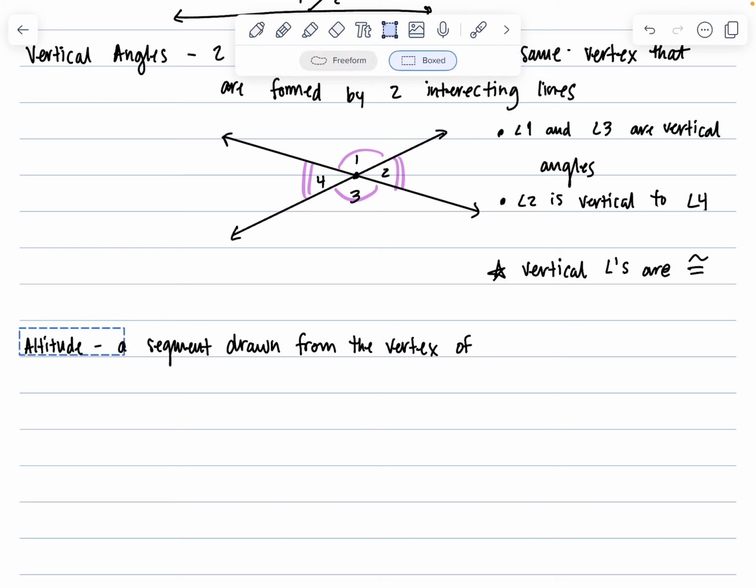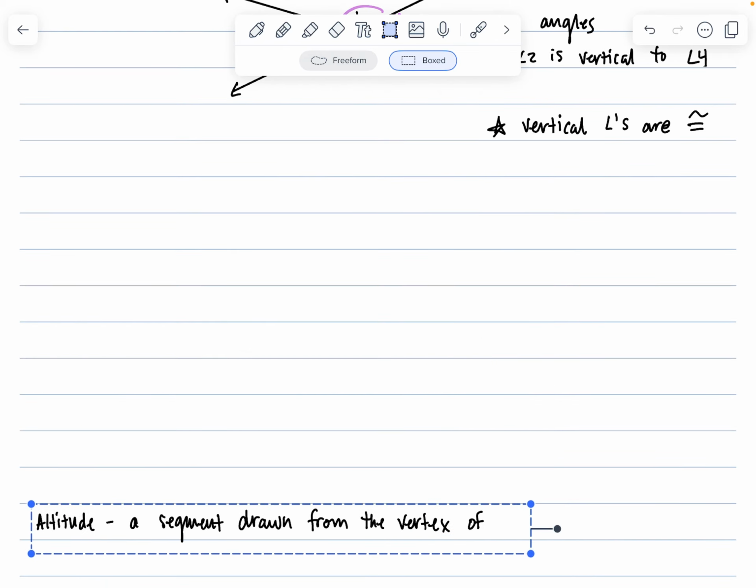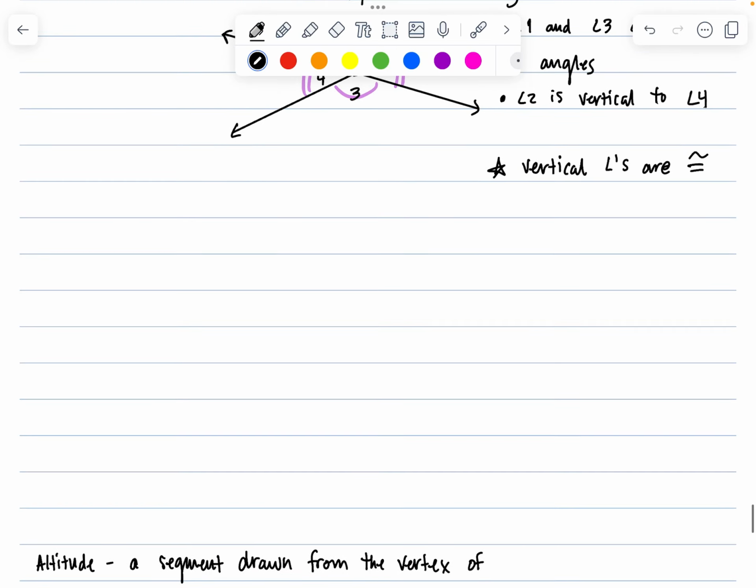Oh, I forgot, I missed one. I'm sorry. This is going to have to pause. I'm going to have to carry that down. Sorry about that. I missed the definition. We need to know perpendicular before we can do altitude.